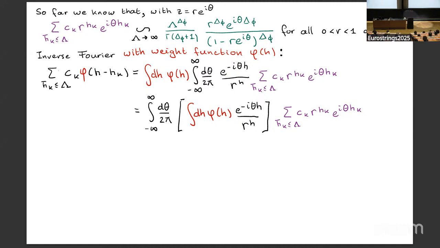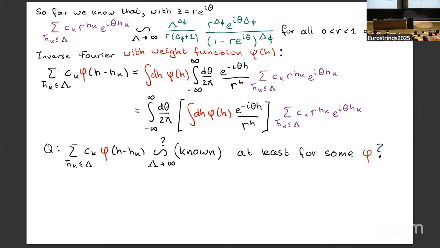So I move phi of h inside the integral under some very minor conditions for phi. So you move phi of h inside the integral, and now you can ask, well, at least now can I say something? Can I say something about the large lambda limit? Is this known, and for what class of weight functions is this known?